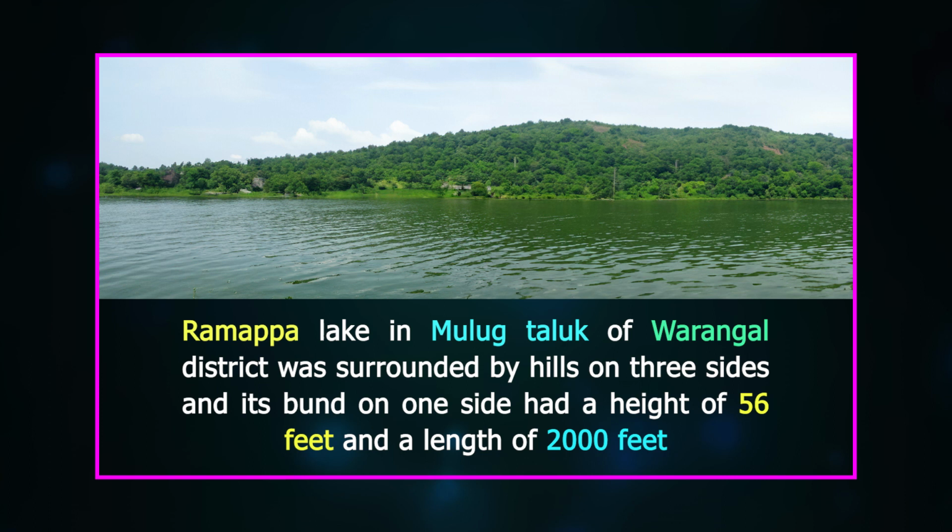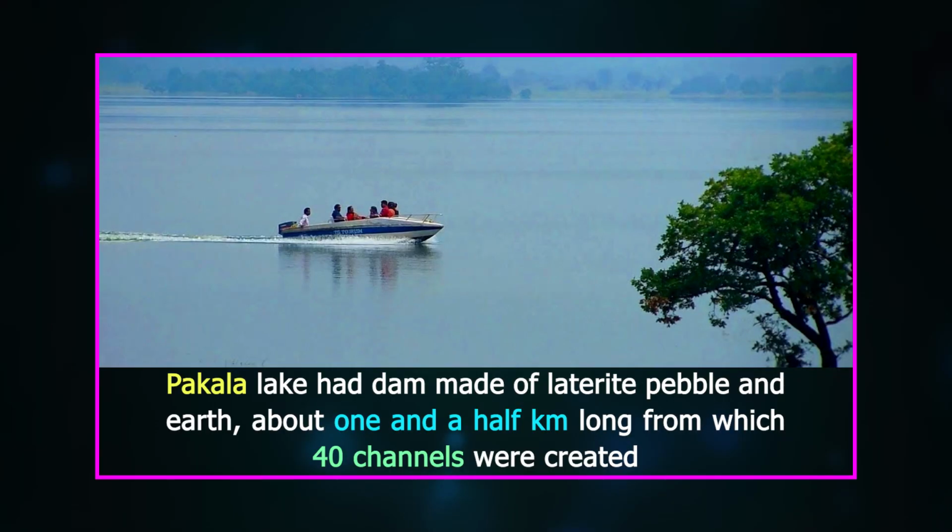Ramappa Lake in Mulug Taluk of Warangal district was surrounded by hills on three sides, and its bund on one side had a height of 56 feet and a length of 2000 feet. In the Narsampet Taluk of the same district, Pakhal Lake had a dam made of laterite, pebble and earth, about 1.5 kilometers long, from which 40 channels were created.